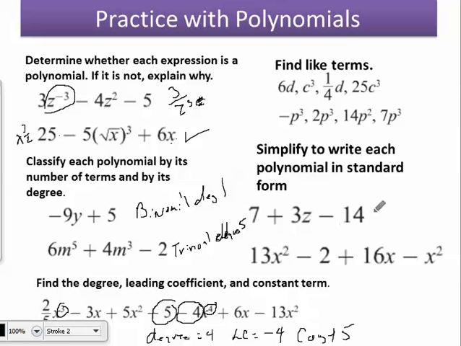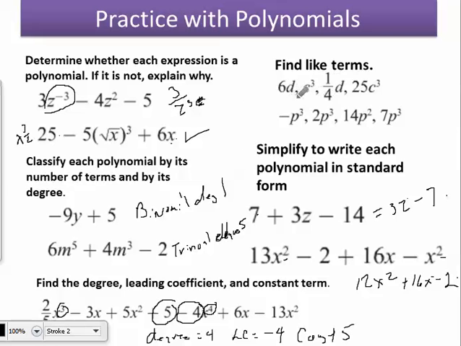Okay. Can this one be simplified? Yeah, the 14 and the 7 can be combined together, and I would get 3z minus 7. How about this one here? I've got an x squared term twice in here, so that'd be 12x squared plus 16x minus 2. Why did I write it like this? Because standard form, I'm writing the x's, or writing the z's, in descending order. Okay?